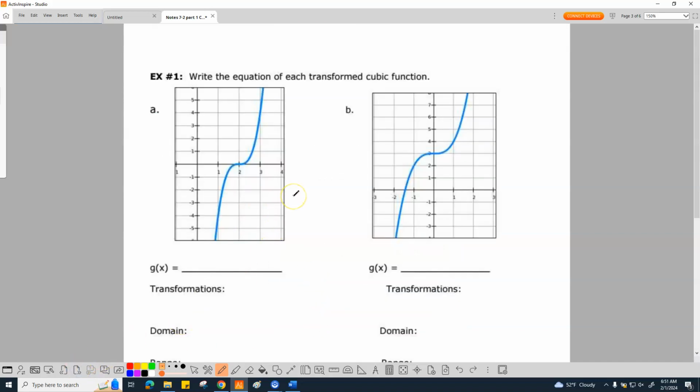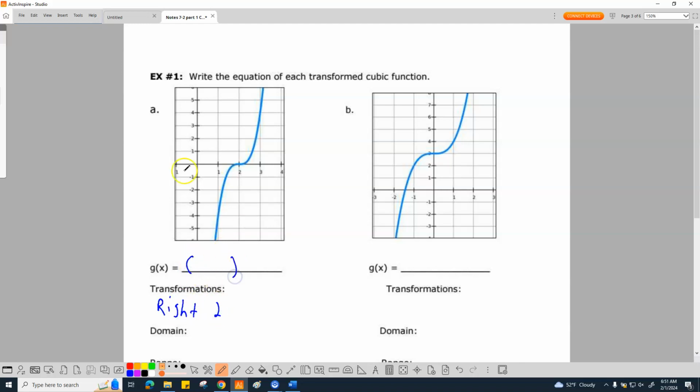So let's go ahead and do it. This one right here, let's see. It's the same shape. You can see that it has moved over 2 times. So that means it has gone to the right 2 times. Right 2. So how do I write that?